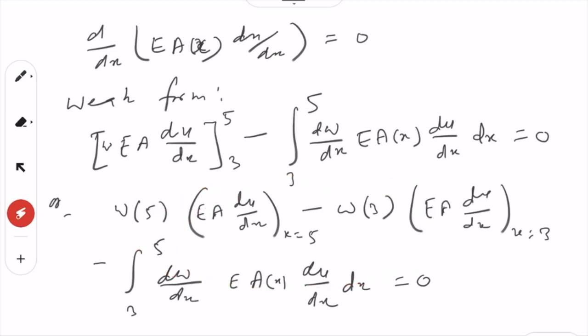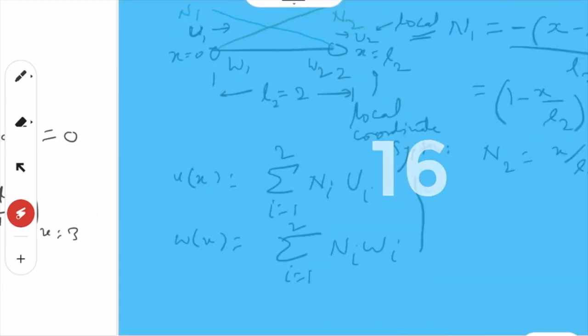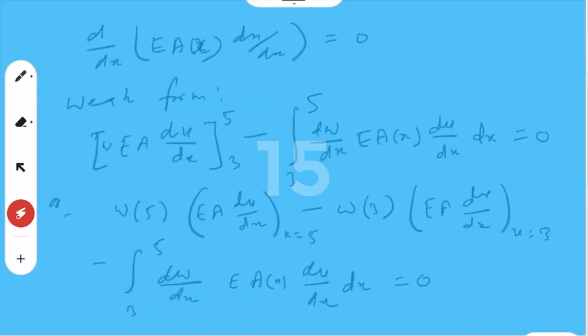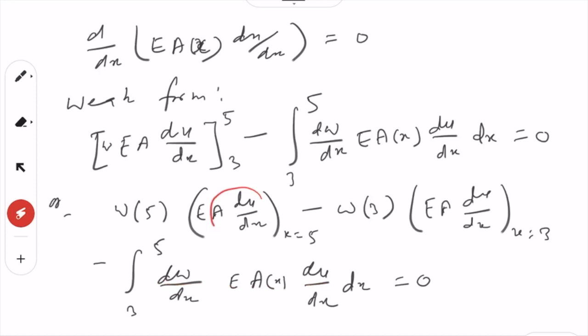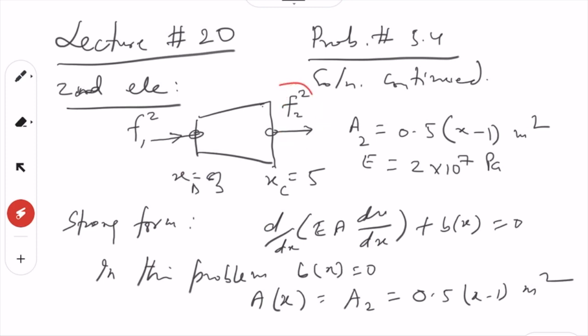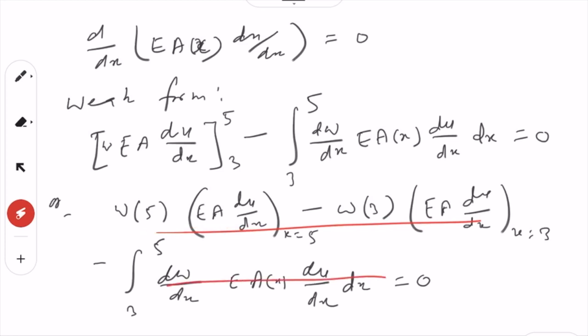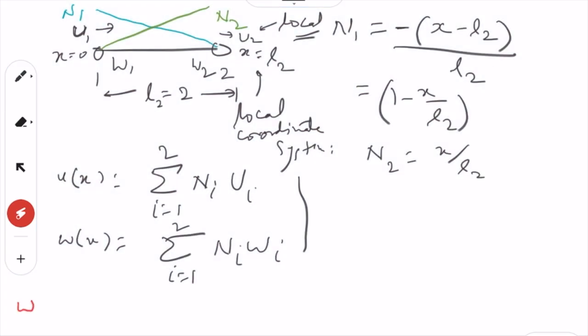Once we have that, we have to go back and put that in our equation. So this equation, first one we have this. Let's take w5. What is the meaning of that? The weak form can be rewritten: EA du/dx at x equal to 5 is nothing but this, f22, that's what we wrote, and this will be equal to minus f12. Same as in the last element also. So we get here w5 f22 plus w3 f21, that's what it will be. So we can write that, and then you have this term. So the weak formulation, we write the final one here.